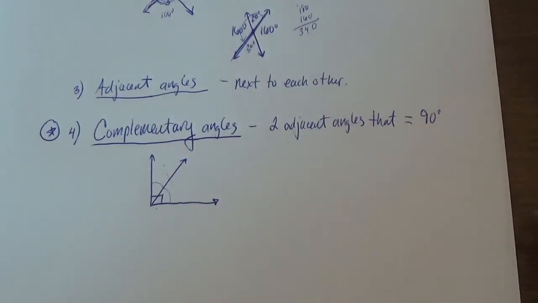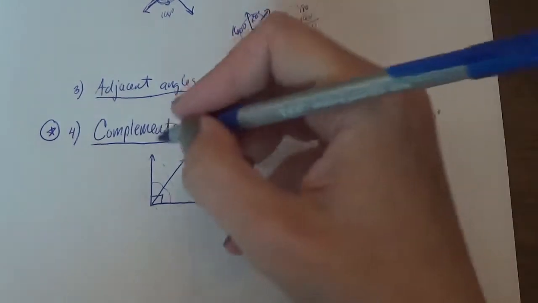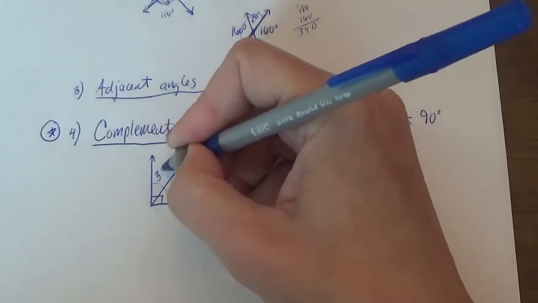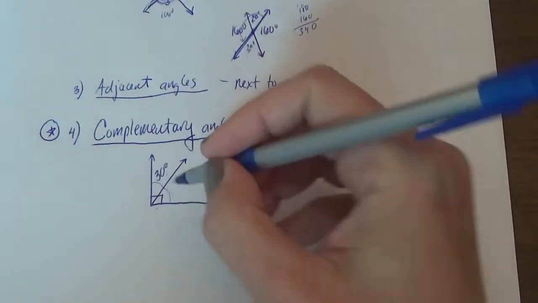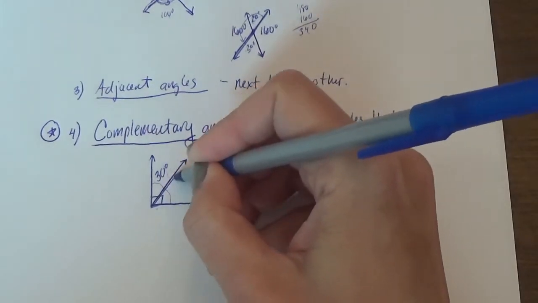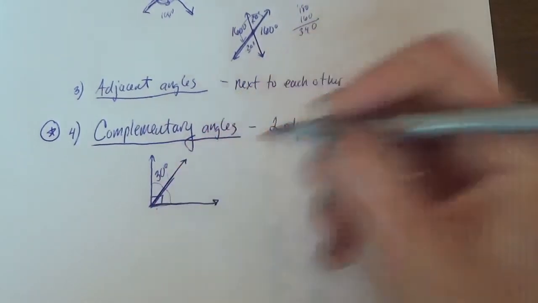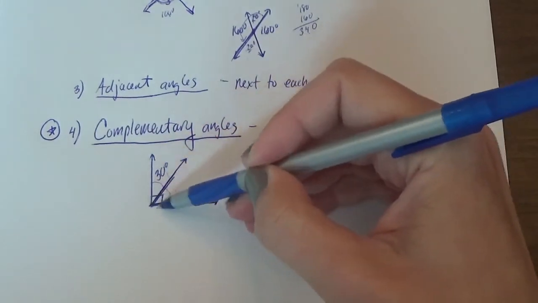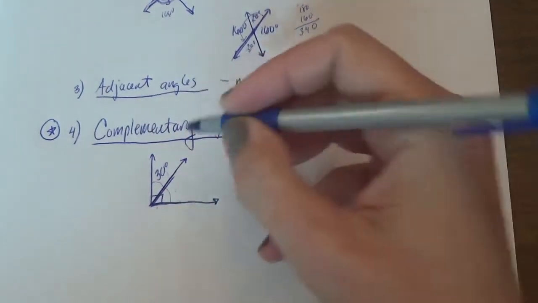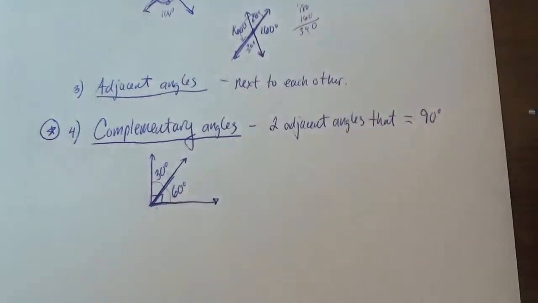The cool thing is you can use that fact to figure out stuff. So let's say this angle was 30 degrees. Could you figure out this missing angle right here? Yeah, you could, because you know 30 plus whatever this is has to equal 90. So this angle would have to be 60.